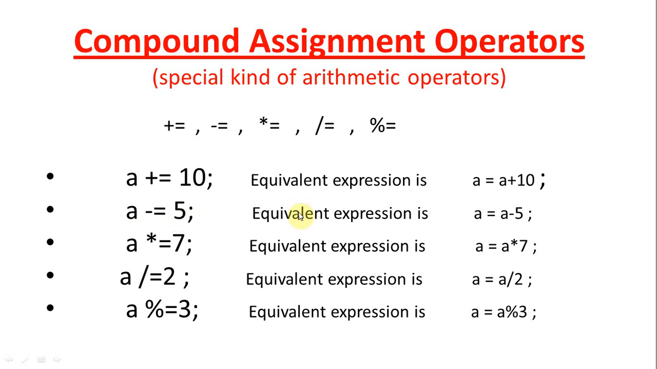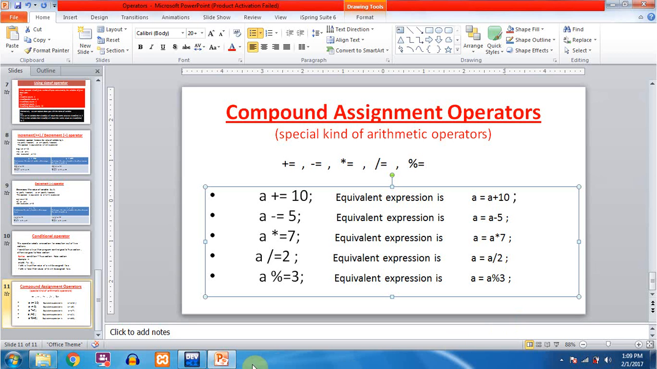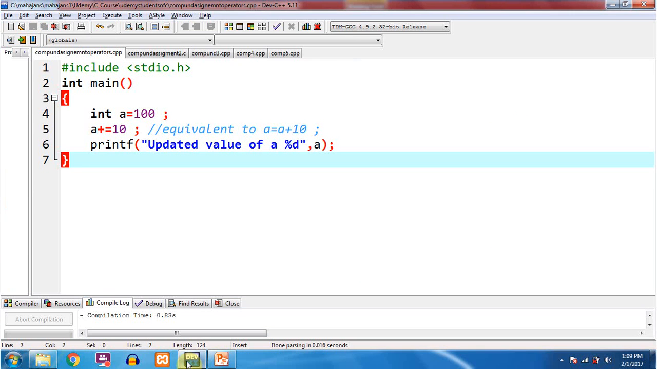Similarly, a -= 5 is as good as writing a = a - 5. A *= 7 is equivalent to a = a * 7. A /= 2 is as good as writing a = a / 2. And a %= 3 is equivalent to writing a = a % 3. Now I am going to explain this with the help of examples.